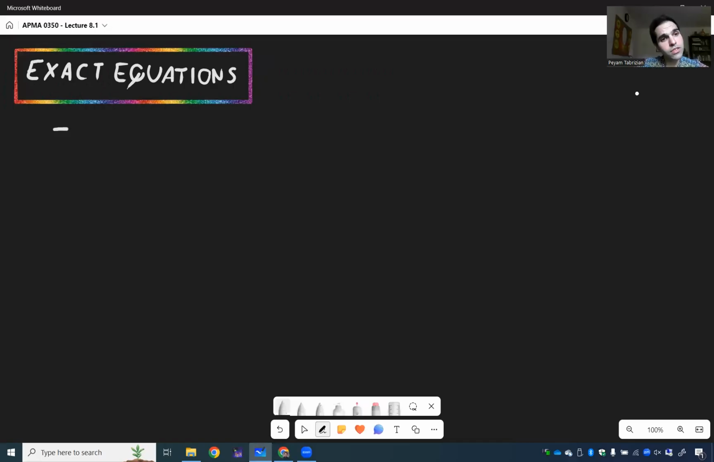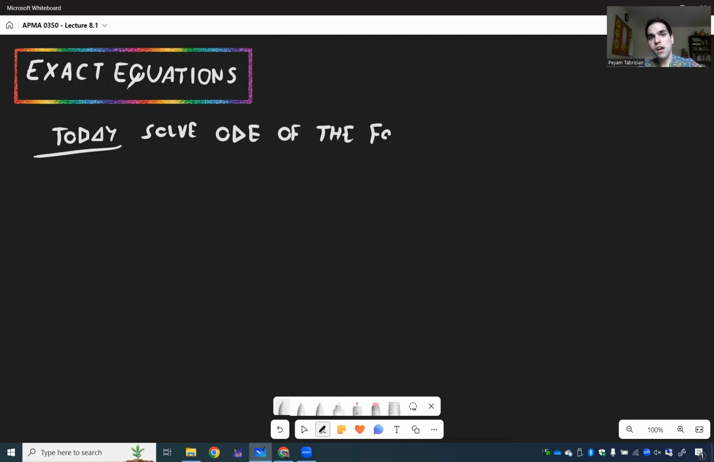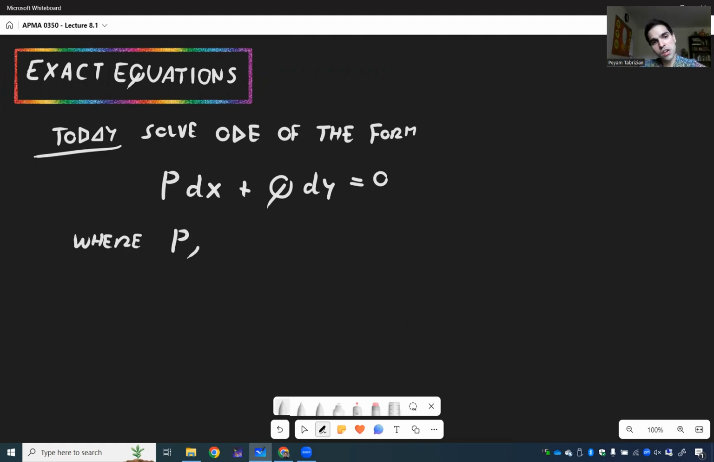All right, today we would like to solve ODEs of the following form. Solve ODEs of the form P dx plus Q dy equals 0, where P and Q are functions of x and y. And in fact, you will see lots of ODEs can be put in this form.